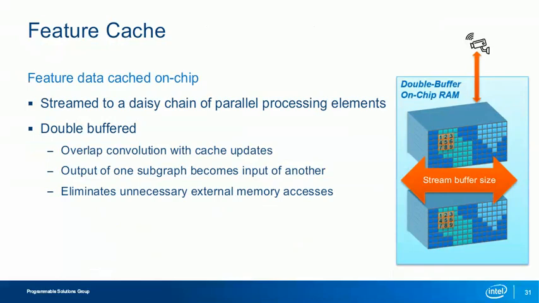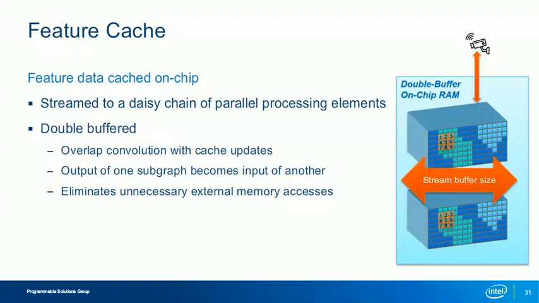The on-chip feature cache built on the FPGA is a double buffer stream buffer. The buffer can be populated from on-chip sources as well as processing primitives. And as the data streams out, it is sent to the various filter processing elements in a daisy chain manner. The stream buffer is double buffered, meaning as data is flowing out of the input buffer, the data after processing comes back and is stored in the output buffer. This allows the convolution to overlap with cache updates. And as we move from one subgraph or convolution layer to the next, the output of one layer becomes the input of another.